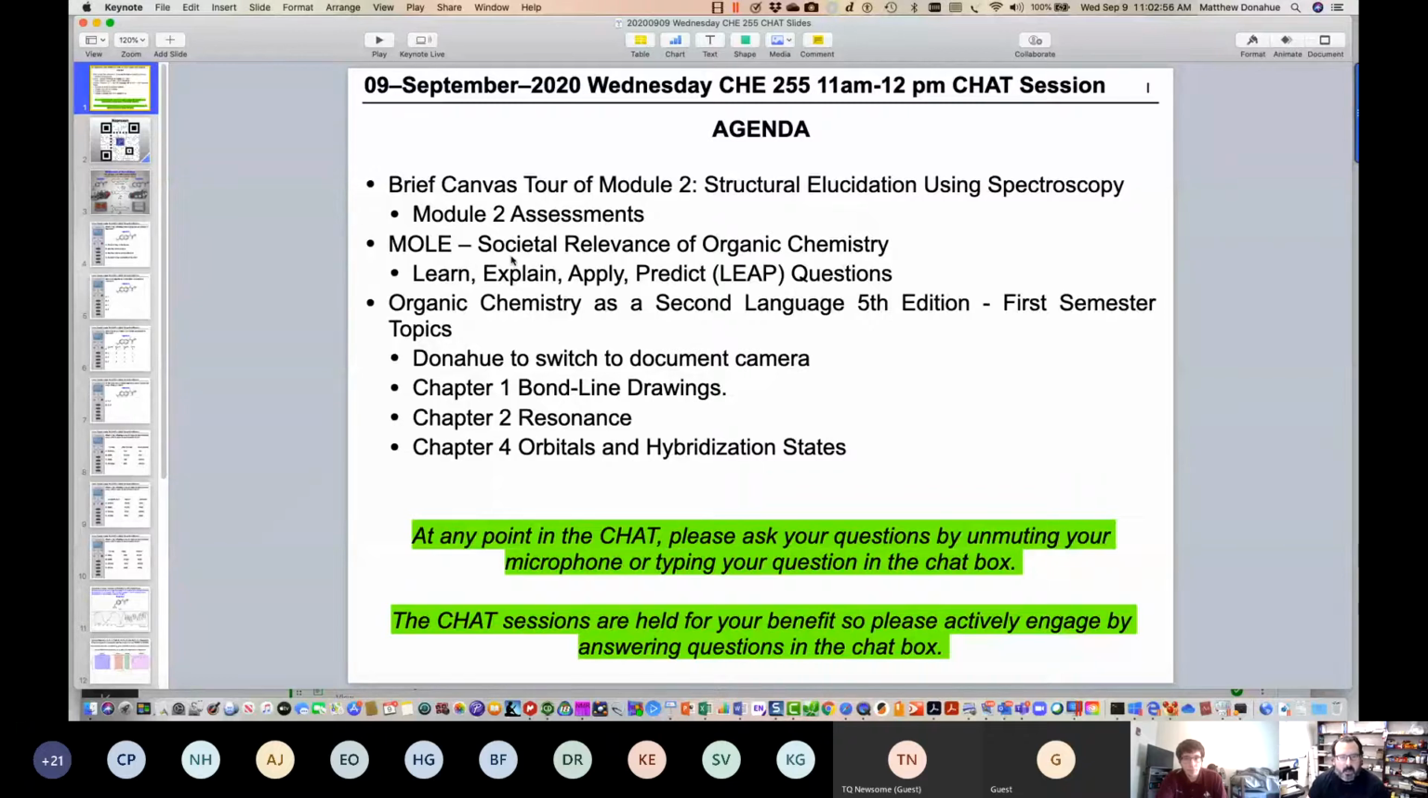We'll do a molecule of the lecture, and again, this is the societal relevance of organic chemistry using these LEAP questions, and then we'll get into some more general questions that transition into infrared spectroscopy. Module 2 is all about: if we run a reaction and make a product, how do we know that we have made that product? That's what spectroscopy is basically the function of. We're going to learn mass spec, which we talked about, infrared spectroscopy, and nuclear magnetic resonance spectroscopy.